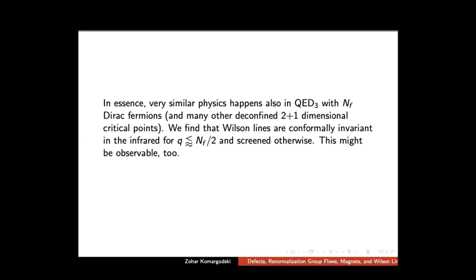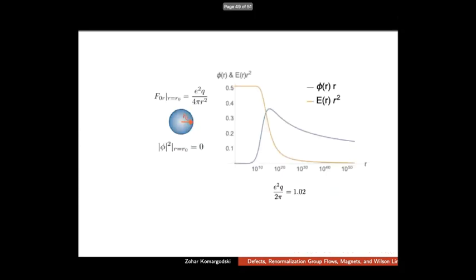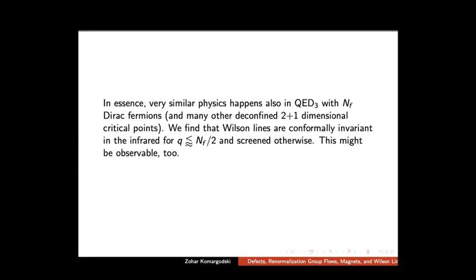The same physics takes place in graphene, in the non-trivial fixed point that presumably exists in graphene, for instance, where NF equals 4. So the same physics exists in 2+1 dimensions in many critical points. So in 4 dimensions, we found that the critical charge is given by the inverse fine structure constant, pi squared over 2 pi, up to a factor of 2. In 2+1 dimensions, it's given by the number of species over 2.